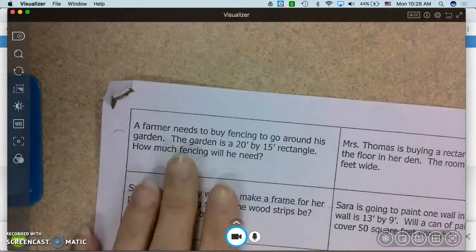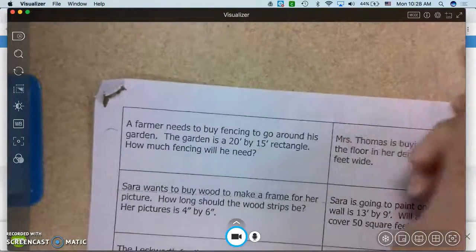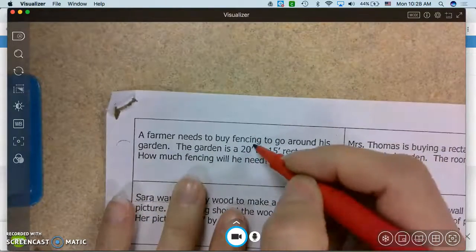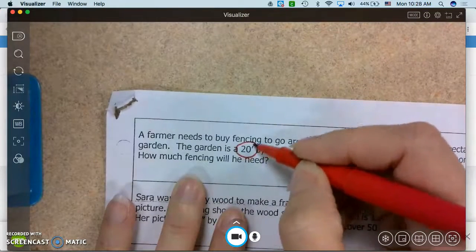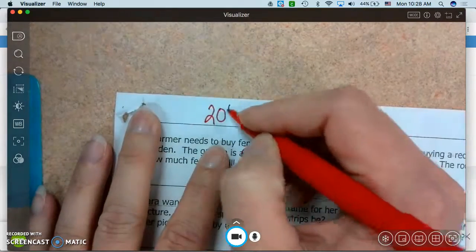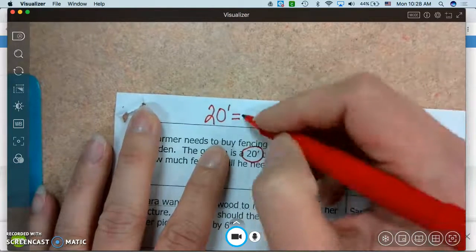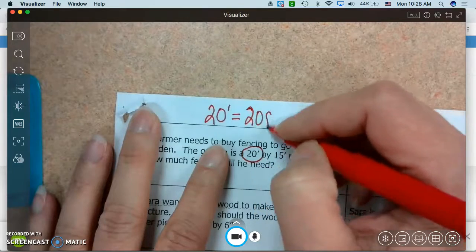So let's look at the first one. A farmer needs to buy fencing to go around his garden. The garden is 20 feet by 20 feet by 20 feet by 15 foot rectangle. How much fencing will he need? So let's look at this first because this might be something you haven't seen before. See where it has that little mark right there? That little mark is an apostrophe, and in the math world, that little mark means feet. So 20 with 1 apostrophe means 20 feet.